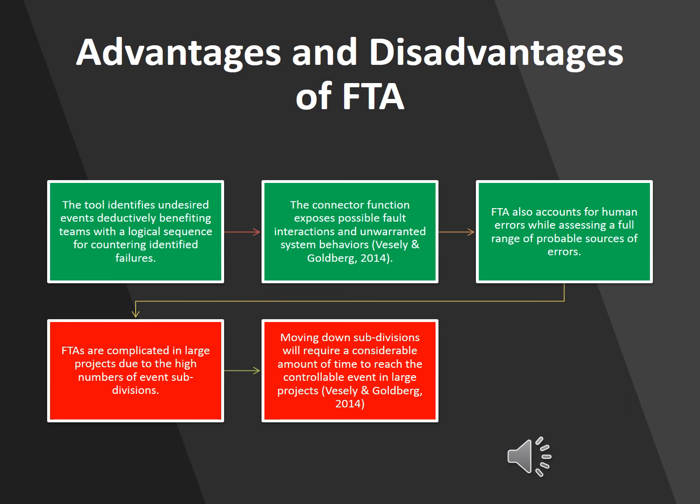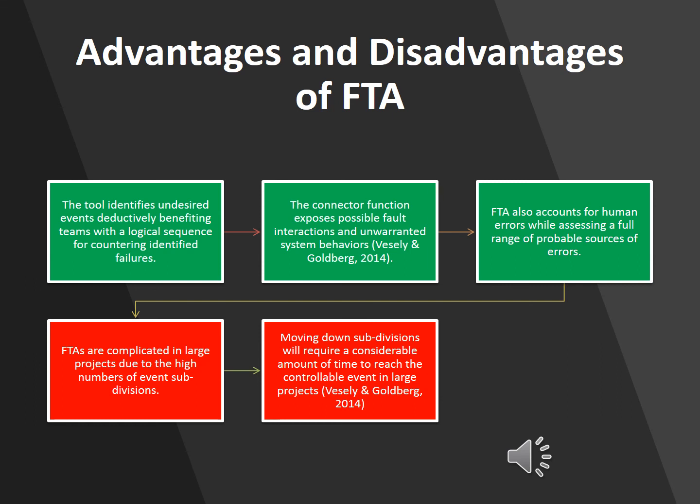Here are some advantages. Given that FTAs are based on logic, the tools identify undesired events deductively. Now, this will benefit a project by providing a logical sequence for countering identified failures. Also, the top-down FTA structure makes the team focus on only one error at a time, thus improving the margin of efficiency and effectiveness. Number 2, FTA has a connector function which exposes possible fault interactions and unwarranted system behaviors. And lastly, unlike many automated systems, FTA also accounts for human errors while accessing a full range of probable sources of errors.